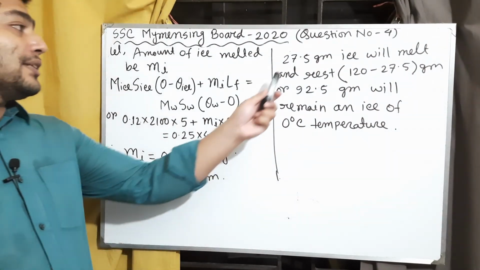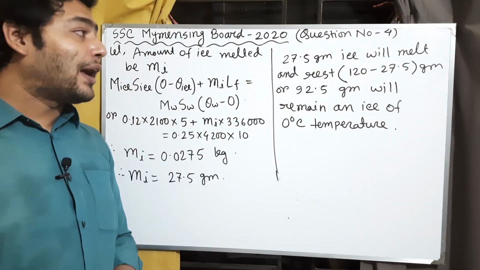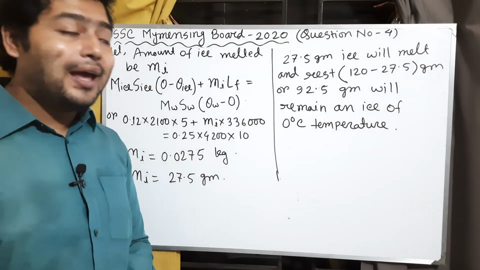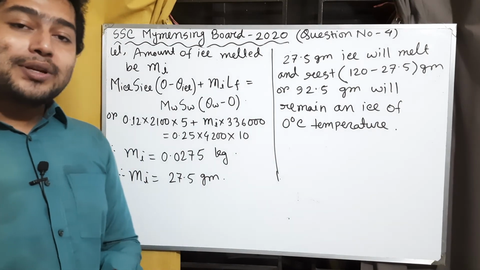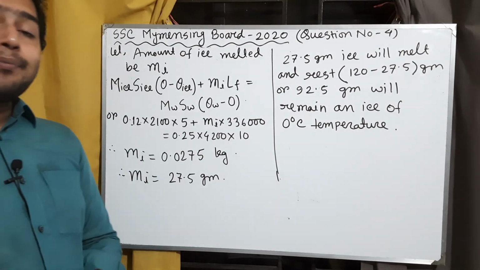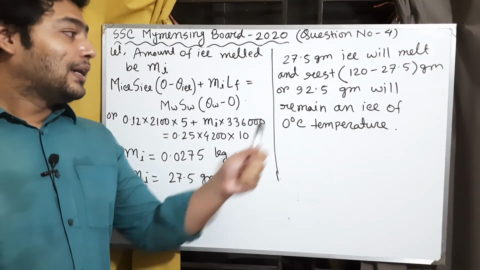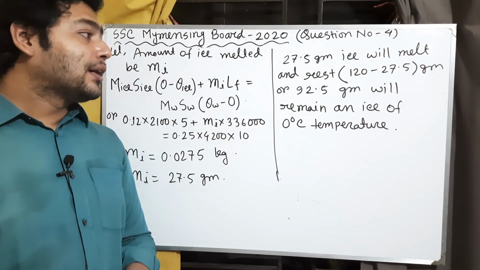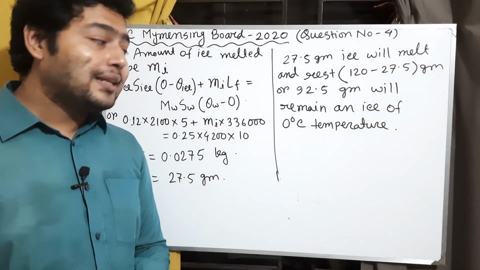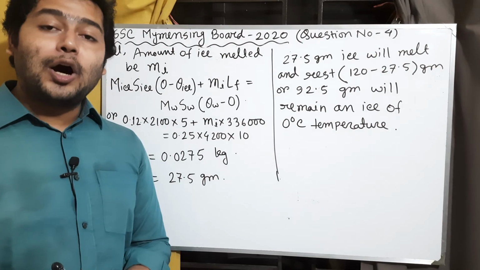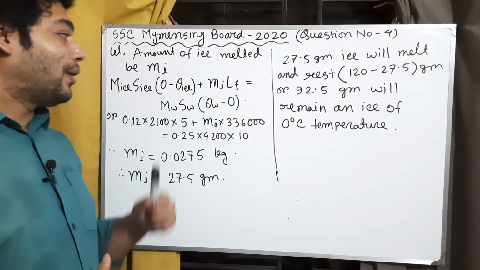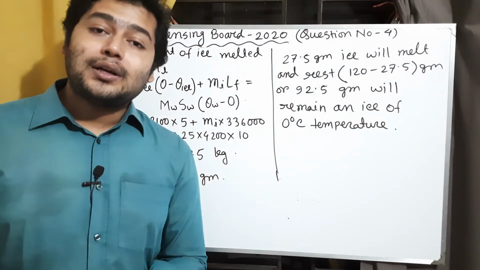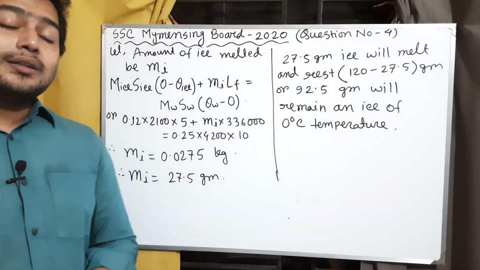So we can write that 27.5 gram of ice will melt and the rest, 120 minus 27.5 gram, or 92.5 gram, will remain as ice at 0 degree Celsius temperature. So my dear boys, this is our answer for question number D.